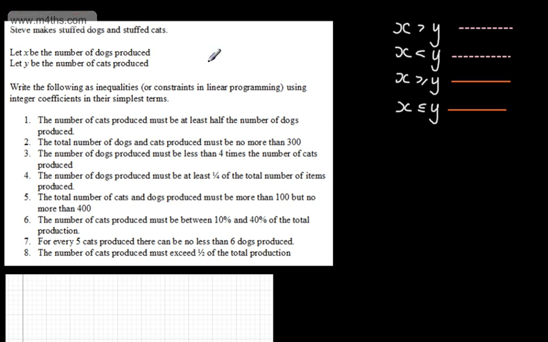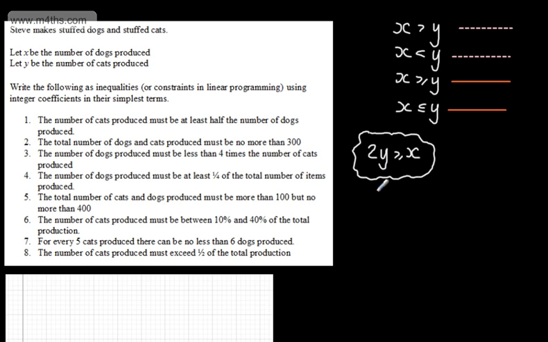Okay, let's start off. So the first one: the number of cats produced must be at least half the number of dogs produced. I'm going to write this out, and to begin with, it's going to seem quite counterintuitive. What we're going to have is 2y must be equal to or greater than x. This is the inequality that represents this statement. Lots of students think that we should have 1/2 y is equal to or greater than x. If we think about this now, we need 2 lots of the y to make 1x.